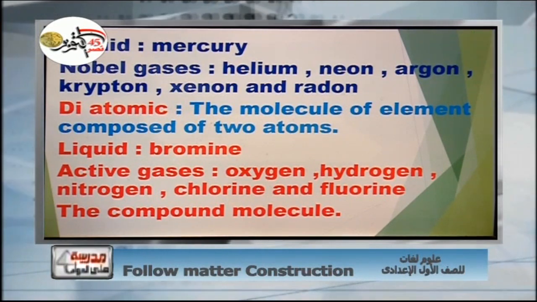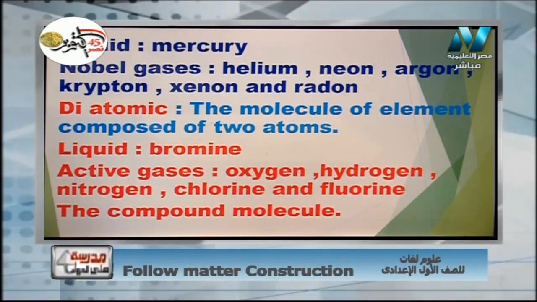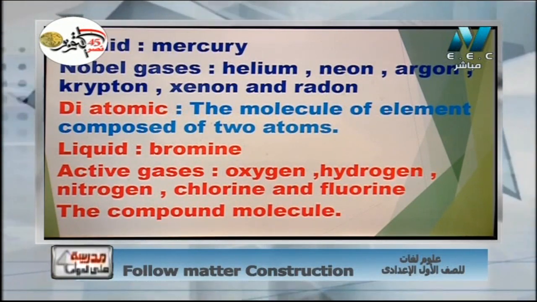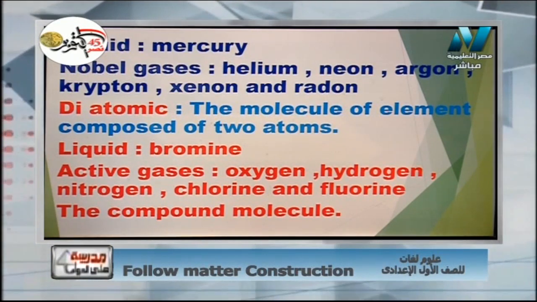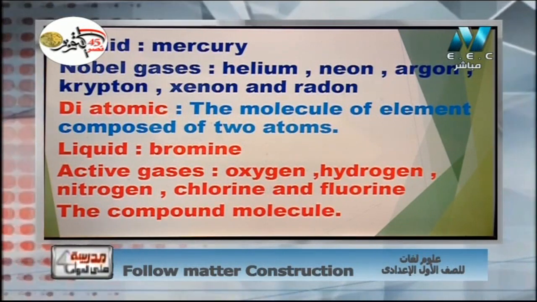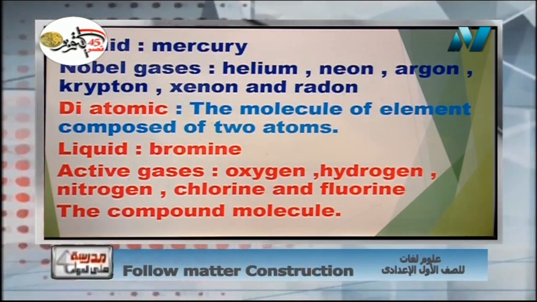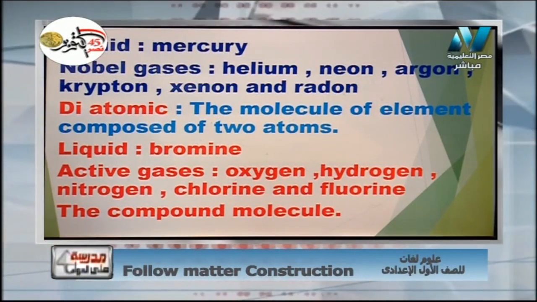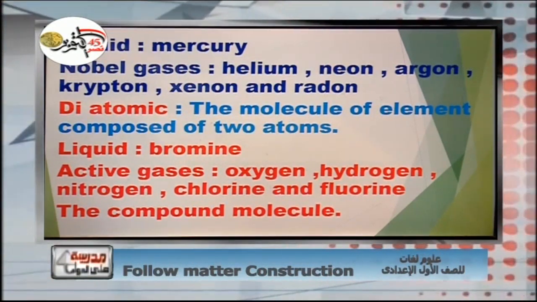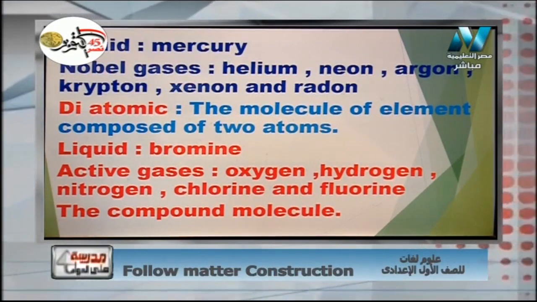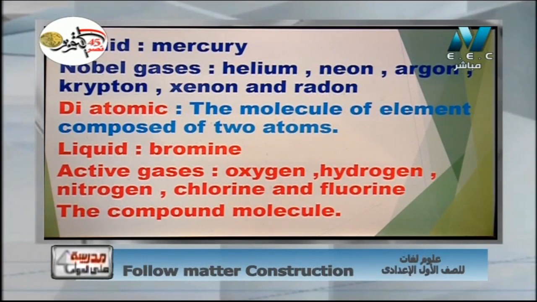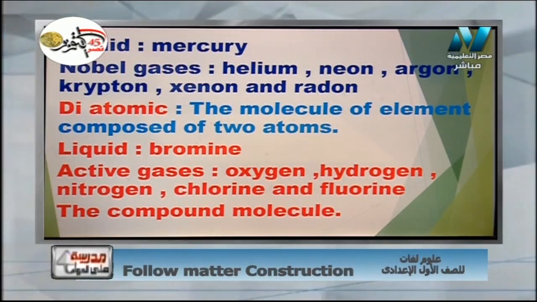The second example, active gases. We have noble gases and active gases. What is the difference between them? Noble gas molecules consist of just one atom, while active gas molecules consist of what? Two similar atoms. Active gases such as oxygen, hydrogen, nitrogen, chlorine and fluorine. So we have element and we have compound. The molecule of an element consists of one type of atom, while the molecule of a compound consists of more than one type of atoms.